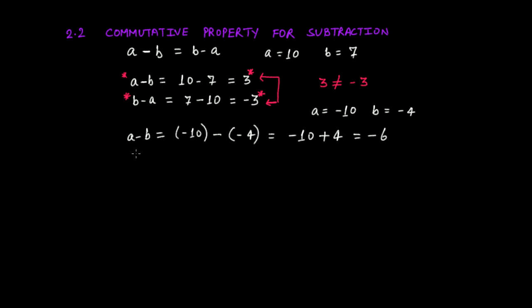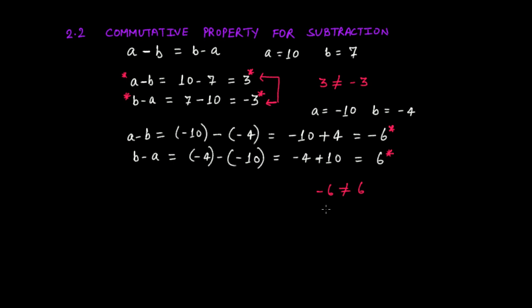And what about b minus a? This will be minus 4 minus of minus 10, and it will be minus 4 plus 10, and this will give you 6. Again, these two integers are not equal, because minus 6 is not equal to 6. Just like when we got 3 and minus 3, here we have 6 and minus 6. These two integers are not equal.